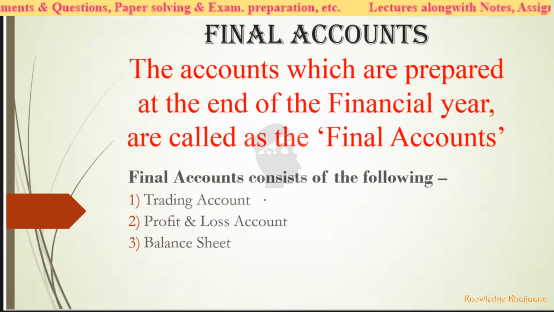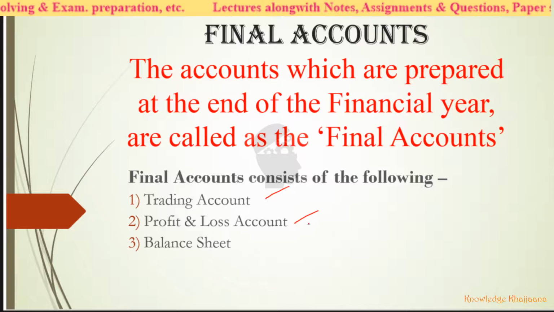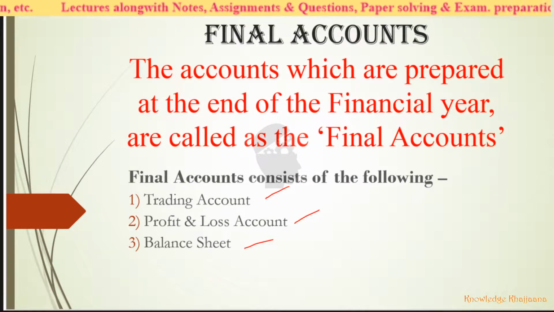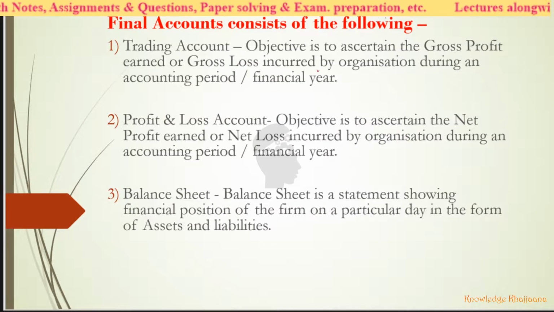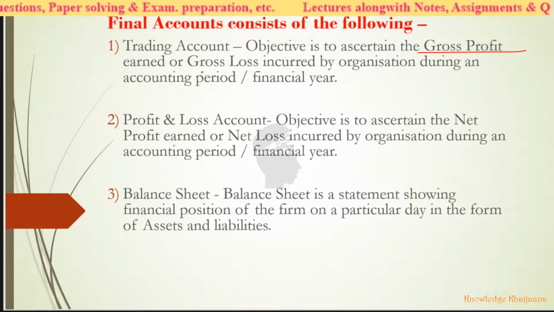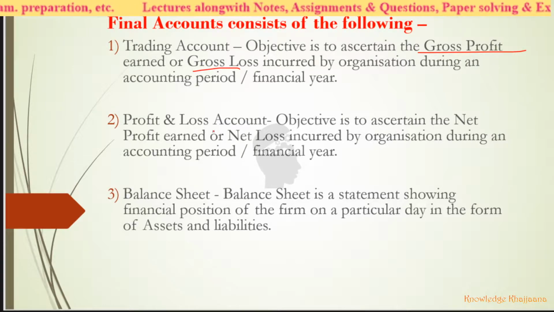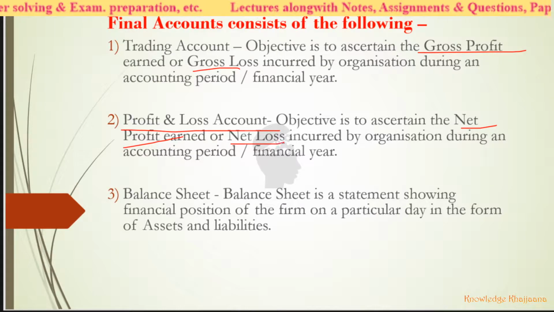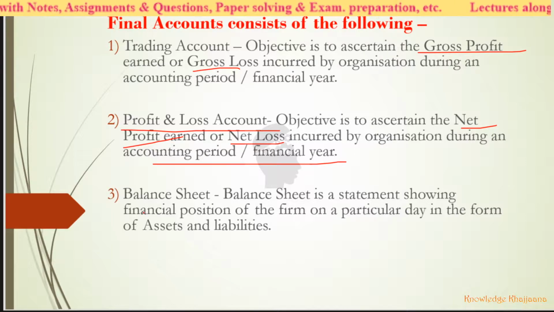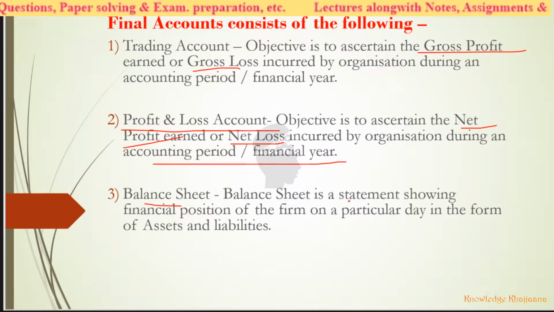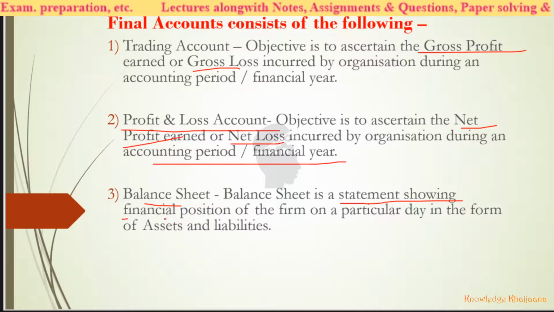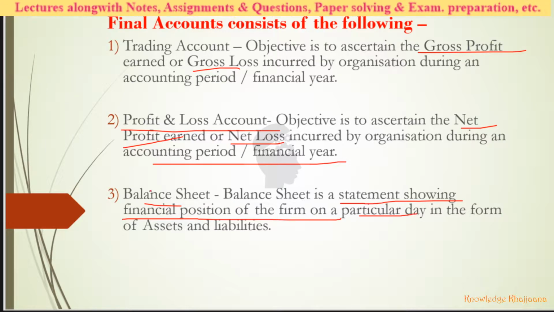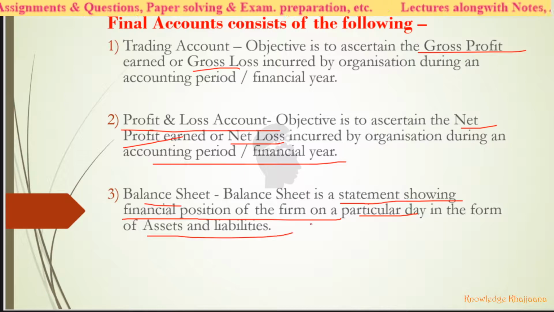See, final account consists of trading account, profit and loss account, and balance sheet. Trading account gives us gross profit or gross loss. Then it is transferred to profit and loss account, which gives us net profit or net loss. Then whatever it is, either net profit or net loss for that accounting period or financial year, it is carried to the balance sheet. And balance sheet gives us a statement showing the financial position of the firm on a particular day in the form of assets and liabilities.